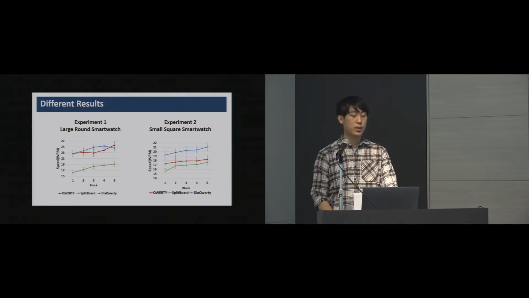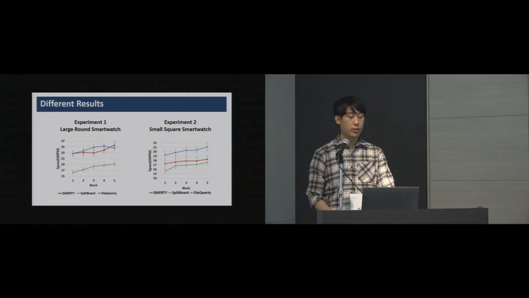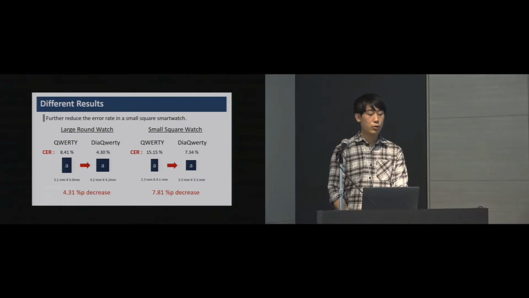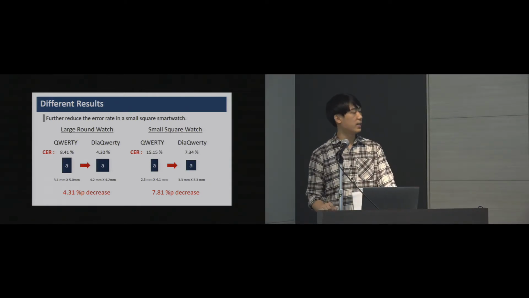The results of both experiments are different. QWERTY and DiaQwerty had similar performance in experiment 1. However, in experiment 2, DiaQwerty was significantly faster than QWERTY. We thought that this difference is due to the key size.